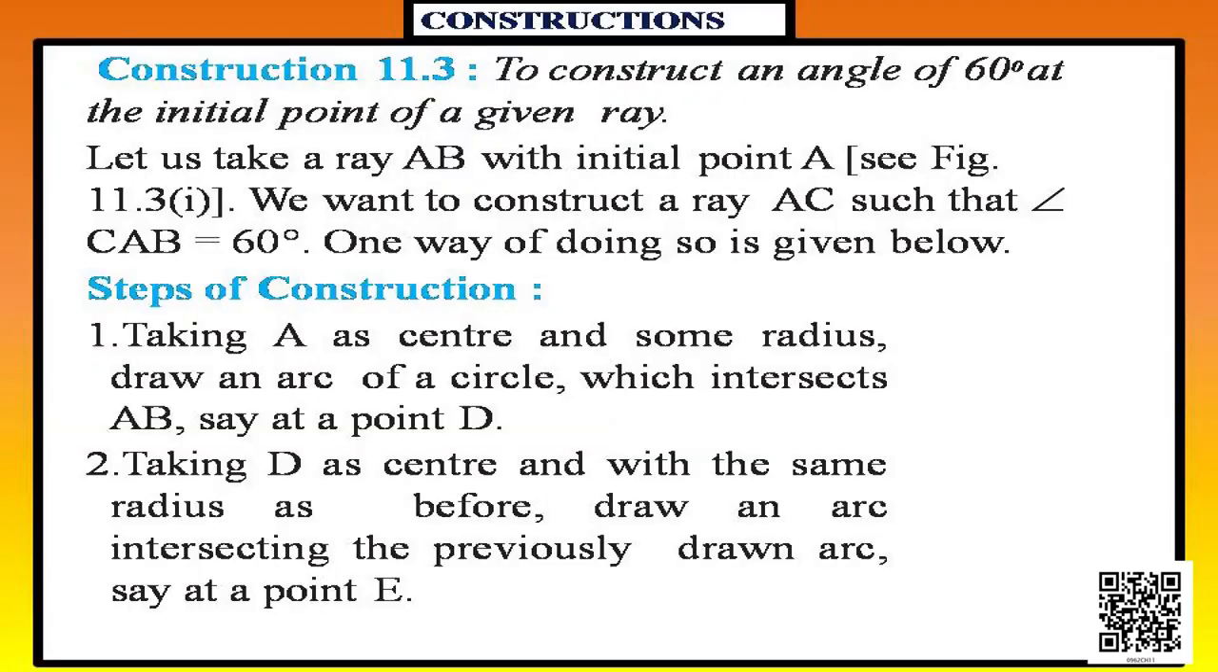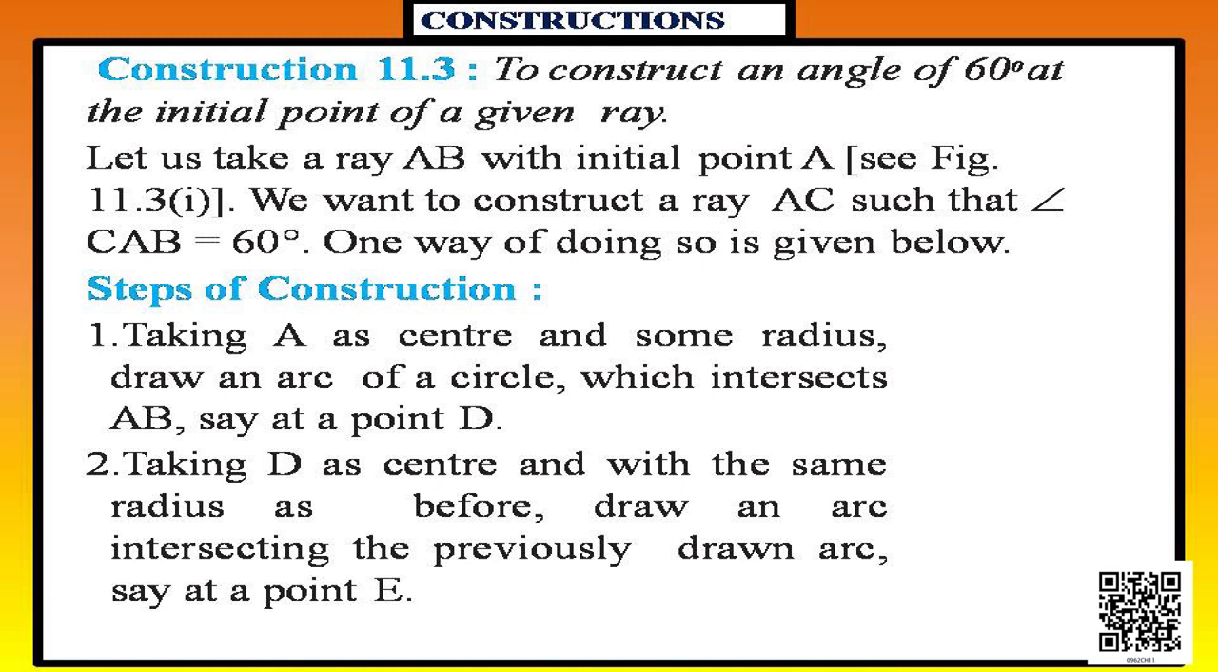So, students, let us discuss the next construction, that is to construct an angle of 60 degrees at the initial point of a given ray. So, as given in your book, there is a ray AB with initial point A. We want to construct a ray AC such that angle CAB is equal to 60 degrees. Okay. So, let us do the construction part. First of all, we need to construct the ray AB as it is given in your book.